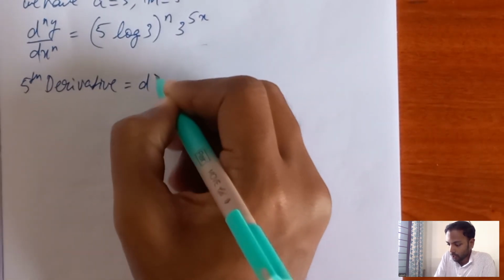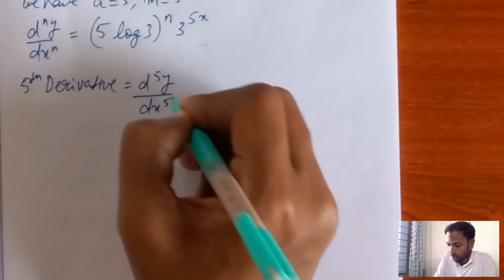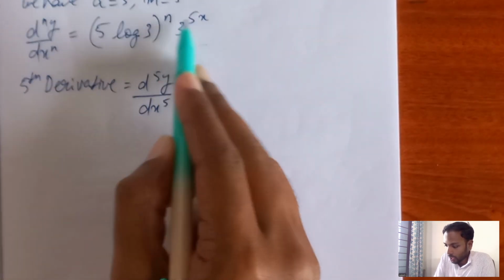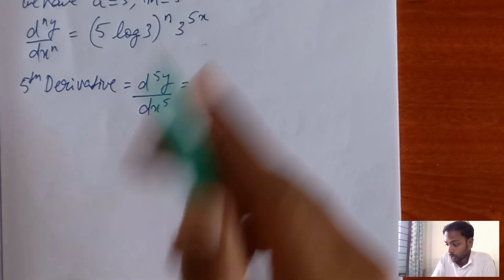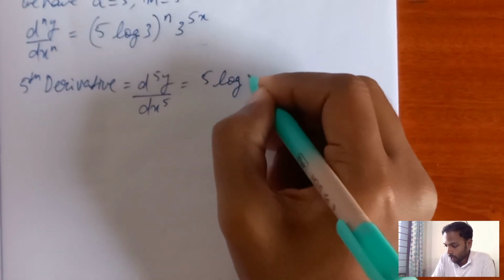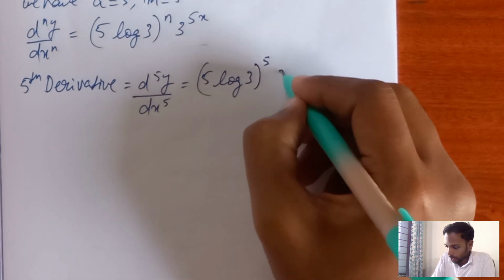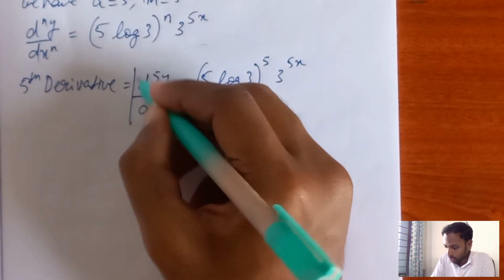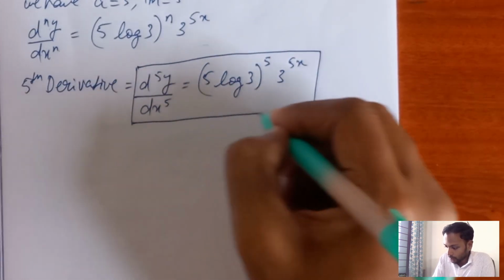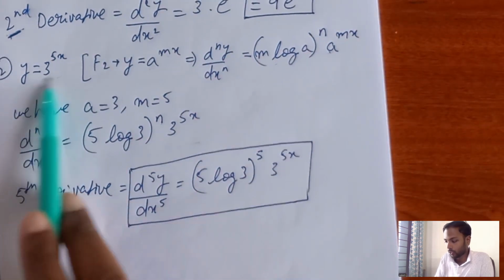Fifth derivative is: wherever you see n, put 5. So 5 into log 3 to the power 5 into 3 power 5x. So this is the fifth derivative of the given function.